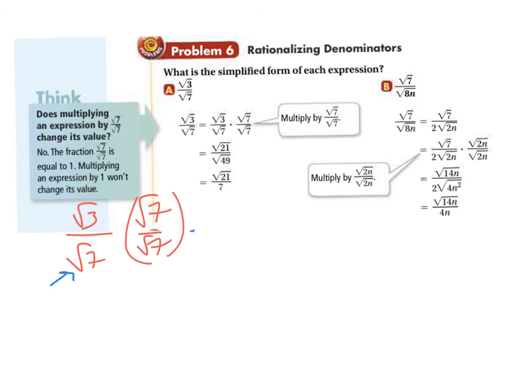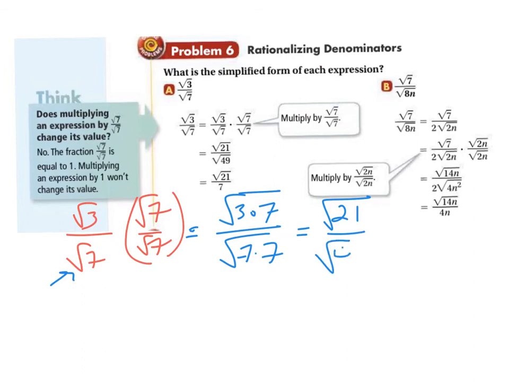So on the top that becomes the square root of 3 times 7, and on the bottom it becomes the square root of 7 times 7. So that's square root of 21 over square root of 49. And square root of 21 is square root of 21, no perfect squares I can pull out of there. And square root of 49 is 7. So there is the rationalized form of it.